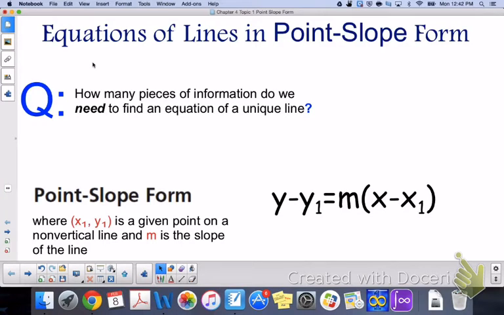All right, equations of lines in point-slope form. Up until now, we've done slope-intercept, which is y equals mx plus b. Okay, that is our m is the slope, b is the y-intercept.